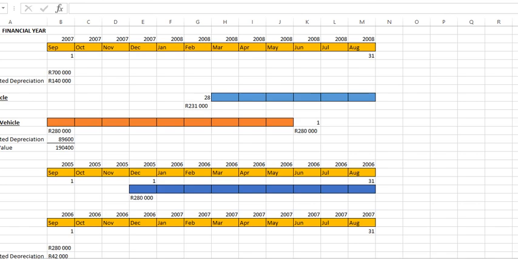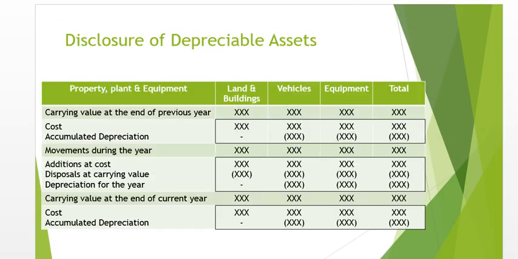So the final thing that we need to have a look at in this module is just our disclosure of depreciable assets. And for that, when we do our financial statements, we have certain notes that give more information on the items in our statement of financial position. And one of those notes is our property, plant and equipment note. And that's a summary of all our fixed assets which do depreciate.